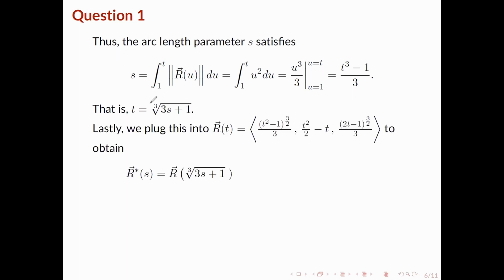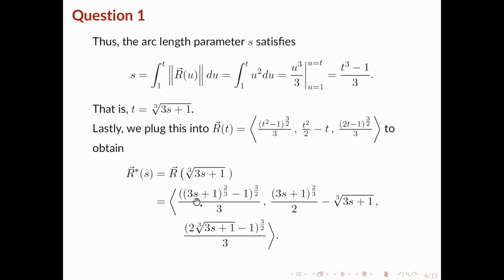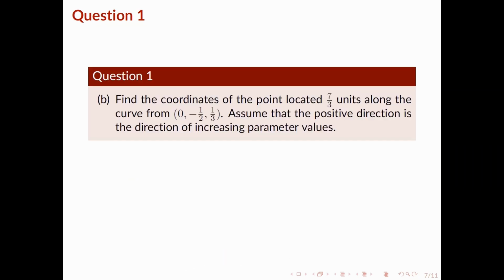Okay, so now we have t in terms of s. We can plug this into r of t, and if we do this, we can obtain r star of s. So again, r star of s is equal to r of t, and t is equal to the cube root of 3s plus 1. We simply plug this expression into the definition of r, and all in all, we get this function.